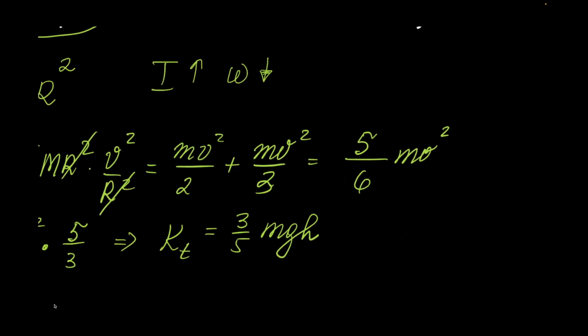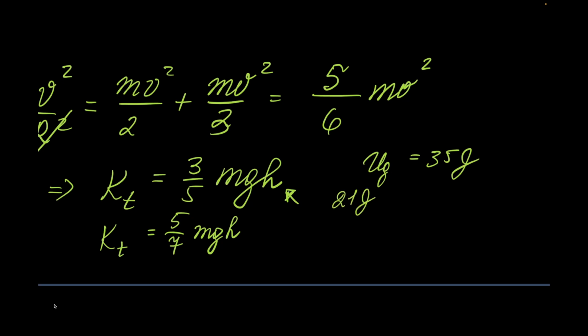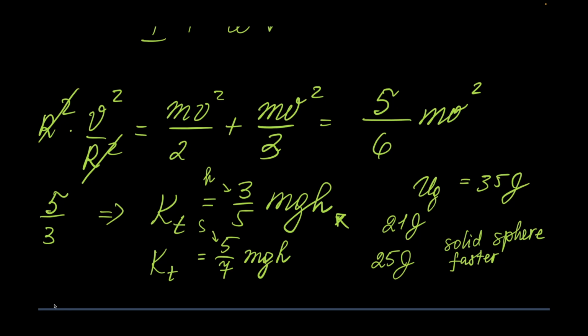So just to compare, kinetic energy translational was 5/7 of mgh. Let's say our original UG is 35 joules. Translational energy for this sphere will be 21 joules, whereas translational energy for the sphere that is, so this is our hollow and this is our solid sphere. So then translational energy for the solid sphere is going to be 25 joules. So a solid sphere is faster. If you raced a solid and a hollow sphere down an incline, the solid sphere would have won.